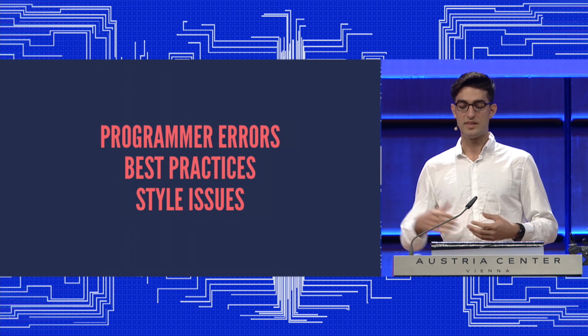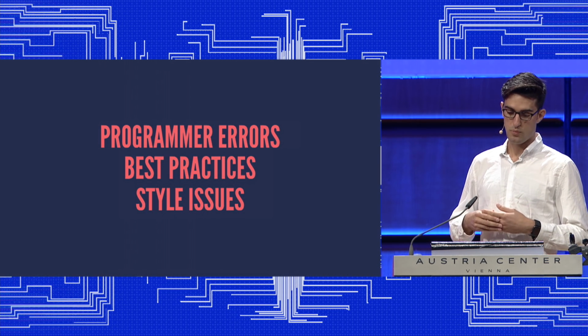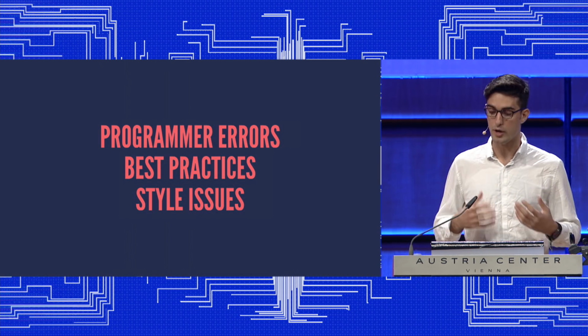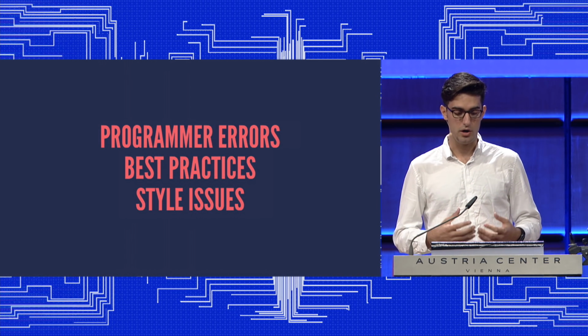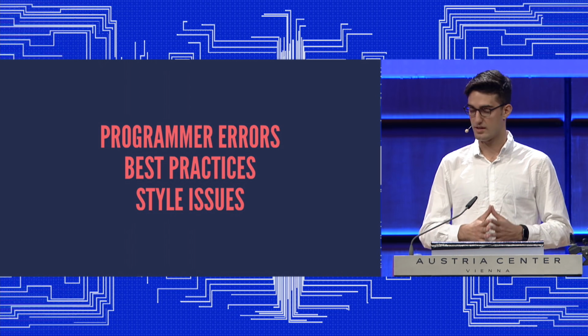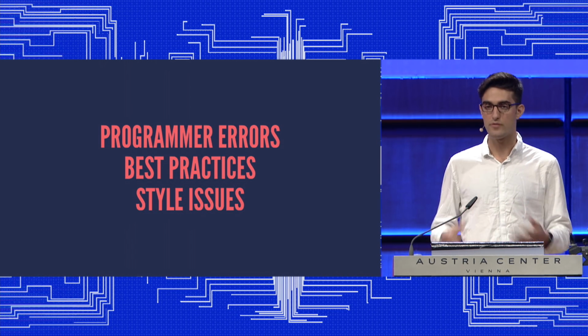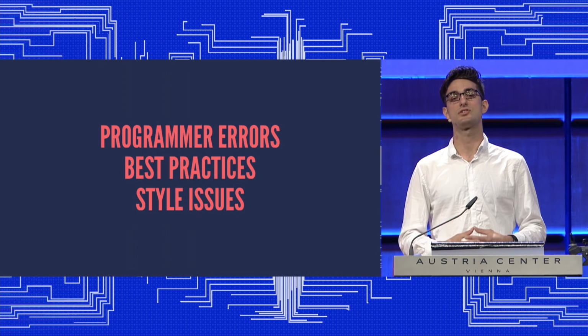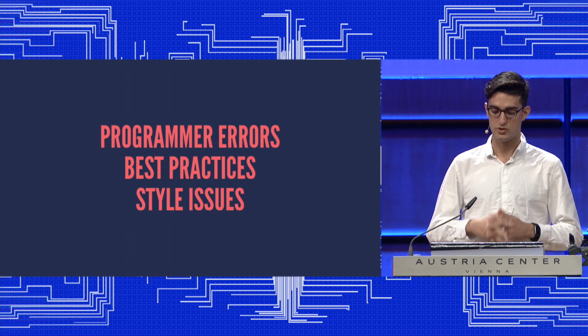So ESLint checks for these three things. The first is the most important: programmer errors. These are a correctness issue in your code. The program does the wrong thing. We never want these in our programs. They're never OK. So any of these that we can catch is going to be a huge win. We should get rid of them.